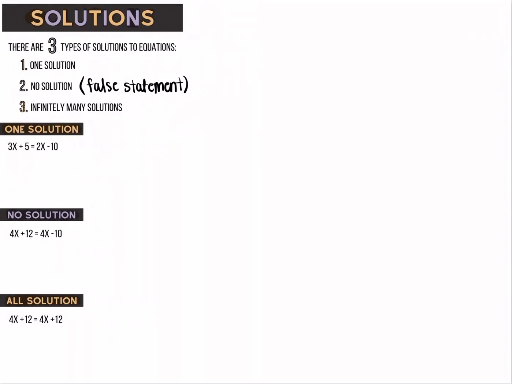Infinitely many solutions means that any number that you want to pick for the equation would make it a true statement. So we get a true statement if it's infinitely many solutions. And I'll show you what that means in just a second. So one solution is like x equals a number. No solution is a false statement. That means any number you pick would not make a true statement. That means there is no number that x could be. And infinitely many solutions means you get a true statement.